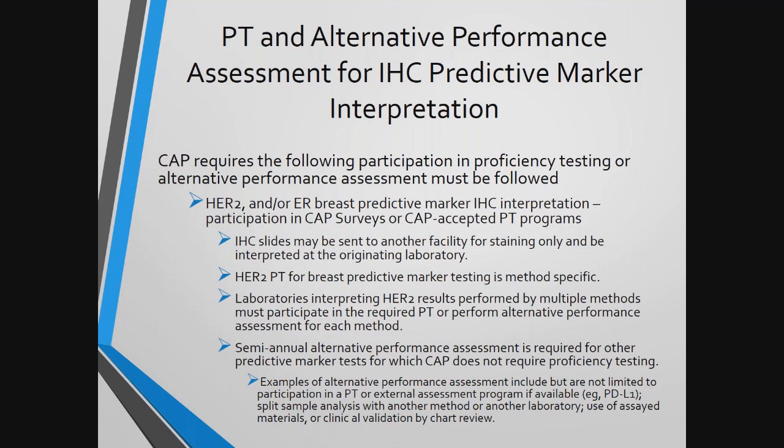So IHC slides for those sorts of facilities may be sent to another facility for staining only and then interpreted at that originating laboratory. HER2 PT is method specific and something must be done for each method, whether it is a formal PT or an alternative assessment. And then if there is no formal PT for a particular predictive marker, then a semi-annual alternative performance assessment must be performed. This is the one area in AP that really mimics the clinical side in terms of PT and what the requirements are from a CAP standpoint.